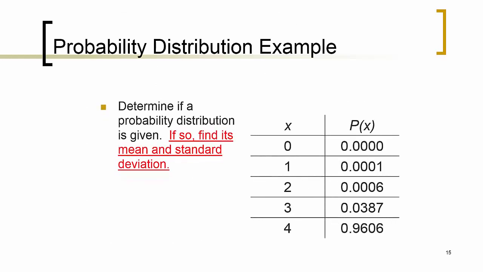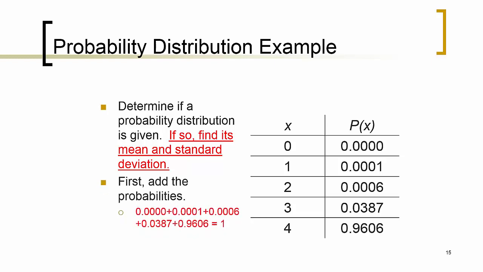Okay, so let's determine if a probability distribution is given. If it is, find the mean and standard deviation of the probability distribution. We first want to make sure that the sum of the probabilities is 1. When I add up the probabilities, it does equal 1. So it is a probability distribution.